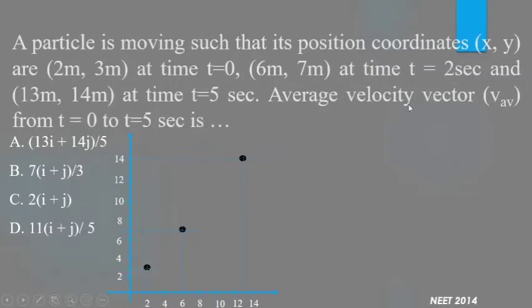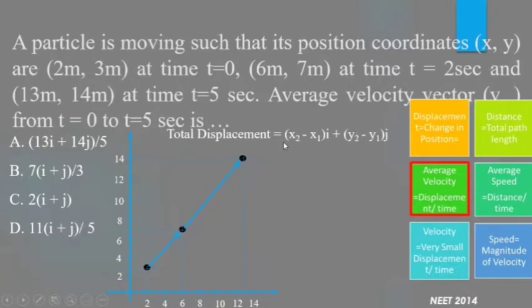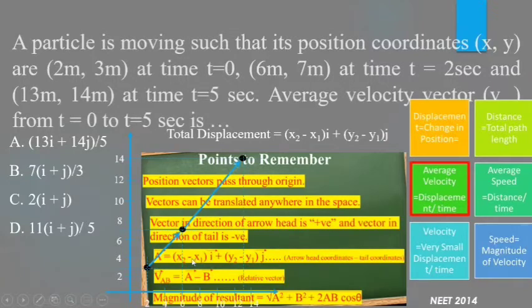We need to find out average velocity vector. You should remember the definition for average velocity, that is equal to displacement upon time. In 5 seconds, total displacement is from this point to this point. So we are interested to find out this total vector or change in position. This total change in position can be found by using this formula, because it is the vector passing through two different points. So this is the formula which is taken here.